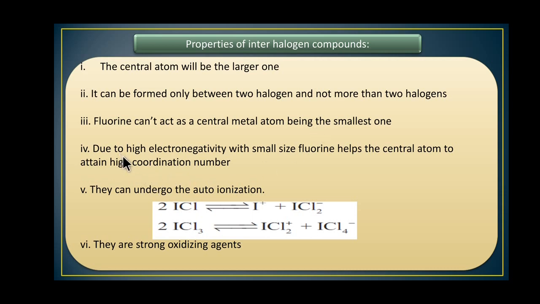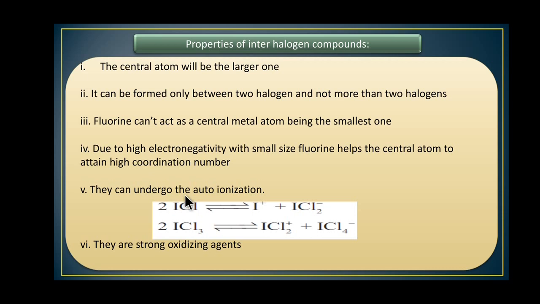Also, due to its high electronegativity and small size, fluorine helps the central atom attain a high coordination number. Among fluorine, chlorine, bromine and iodine, the electronegativity is maximum for fluorine and minimum for iodine. It decreases from fluorine to iodine and increases from iodine to fluorine. They can undergo autoionization.